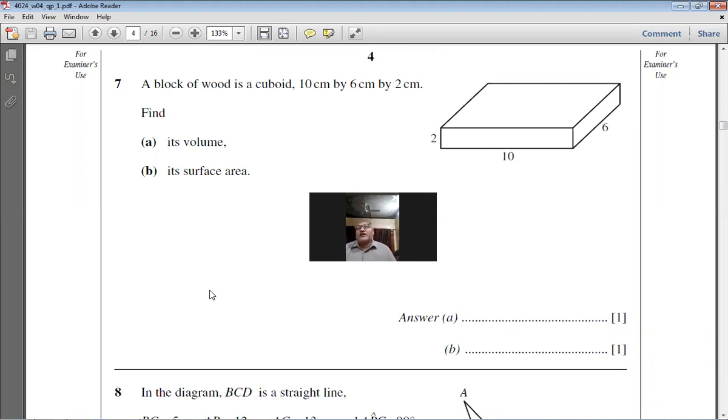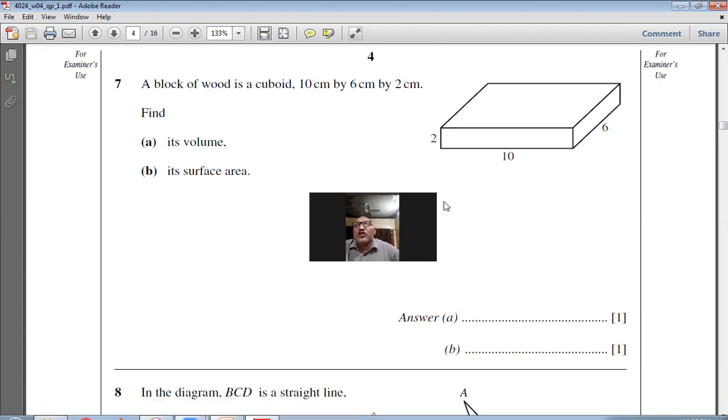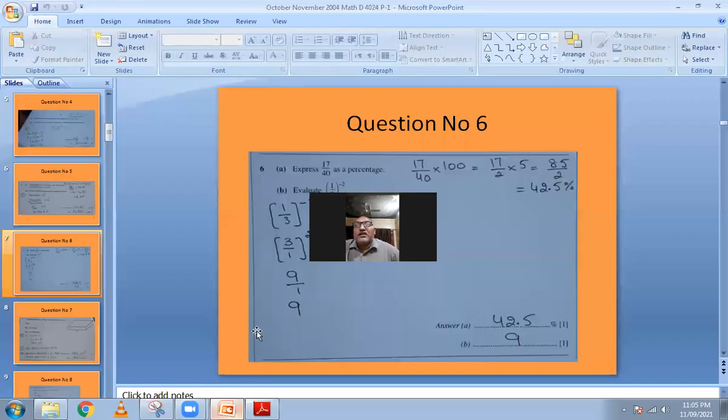For the surface area, we have to find the area of all the faces. So we will just multiply the length and the width of a face. For example, this face will be 2 multiplied by 10, and the same face is on the other side. This face is 6 multiplied by 2, and the same face is here. This top is 10 multiplied by 6. The bottom will also be 10 multiplied by 6. So this is how you find the surface area. Let me show you my work.